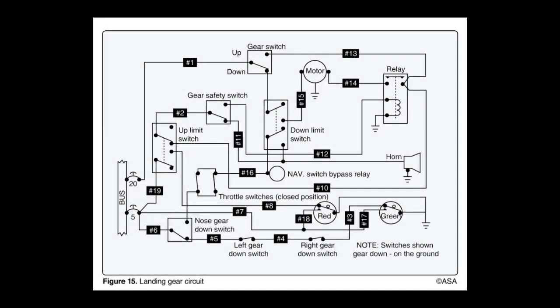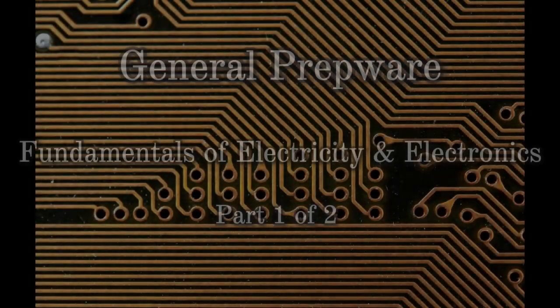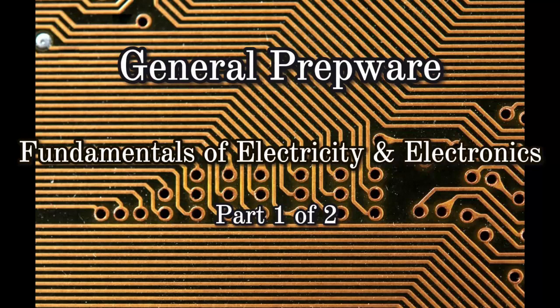Refer to Figure 15. With the landing gear retracted, the red indicator light will not come on if an open occurs in wire 19. The potential difference between 2 conductors which are insulated from each other is measured in volts.